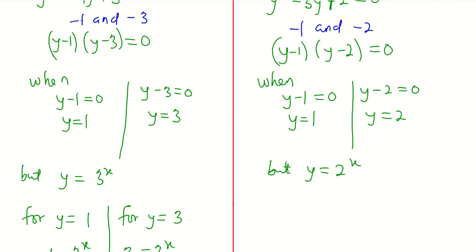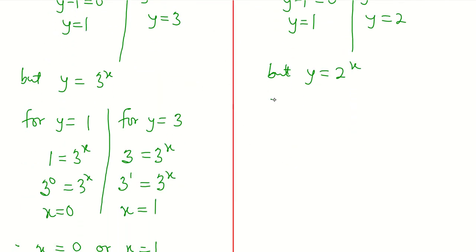So now, for y equal to 1, we put 1 here, and we have 1 equal to 2 exponent x. But we said a number with an exponent of 0 is equal to 1. So right now the bases are the same, then we can say x is equal to 0.